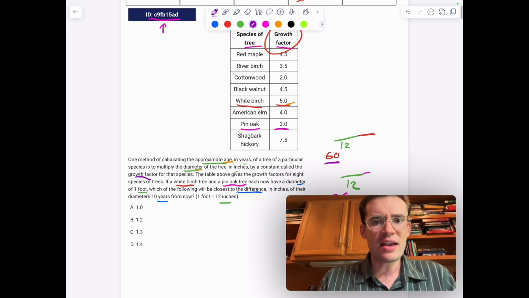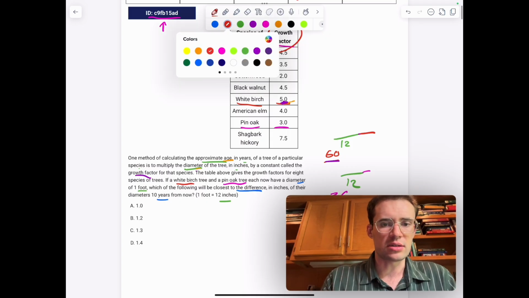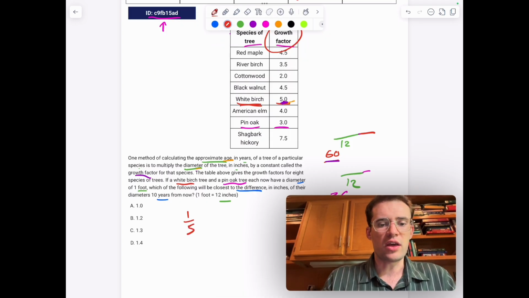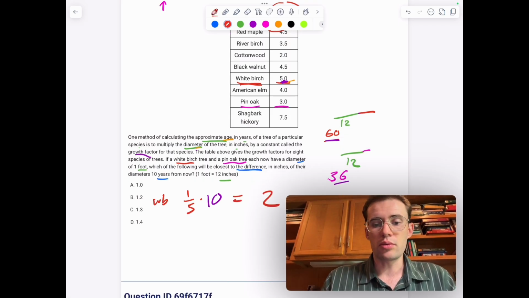So if it takes 5 years to grow 1 inch, we could say that each year it's growing 1/5 of an inch, or 0.2 inches. Let's say 1/5 of an inch. I'll do that in red because that's what I underlined white birch in. It's 1/5 of an inch times the 10 years. And that's for the white birch. So it's going to grow 2 inches.